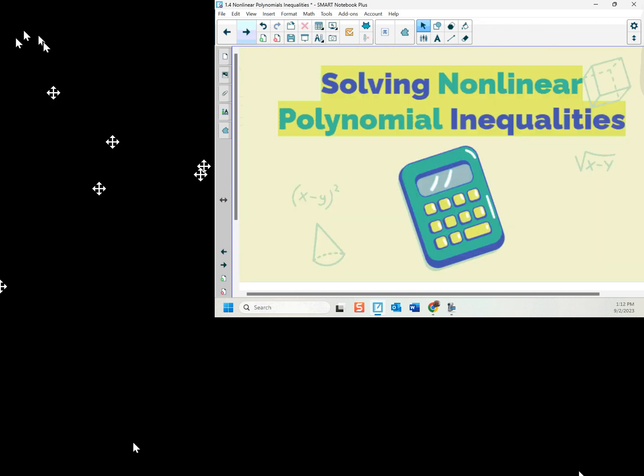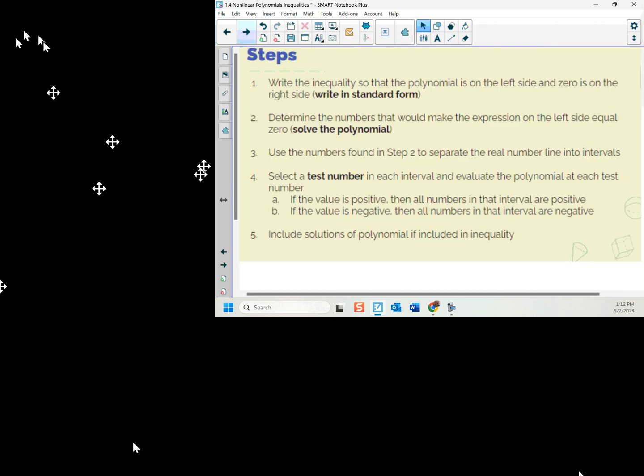Go ahead and solve nonlinear polynomial inequalities. The steps to doing this. The first thing I would do is write the inequality in standard form. That's putting all the variables and constant terms on the left and setting it less than or greater than 0. You'll see this in a minute.